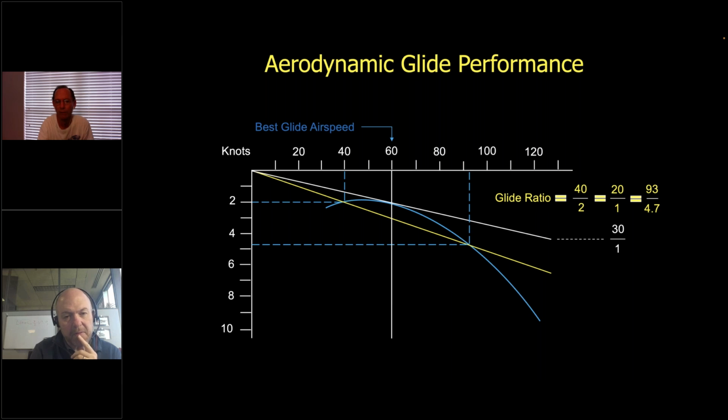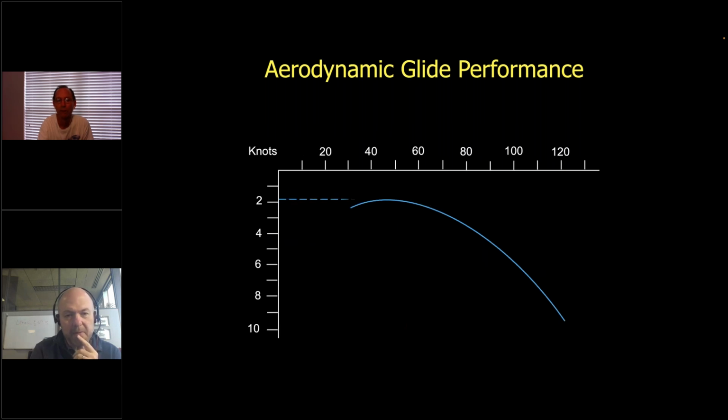By the way, the degradation in glide performance at speeds less than 60 knots is a result of the preponderance of induced drag at those high angles of attack. And the degradation in your glide performance on the high side is a result of parasitic drag due to the high airspeeds.